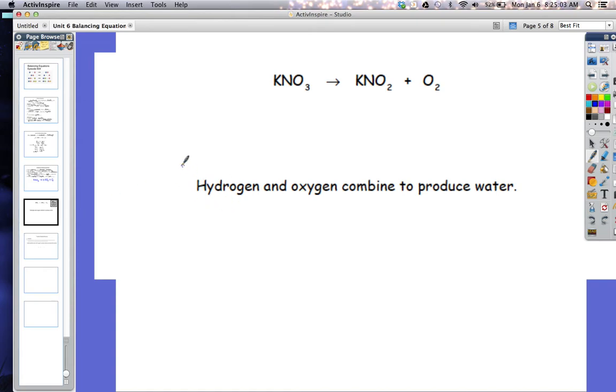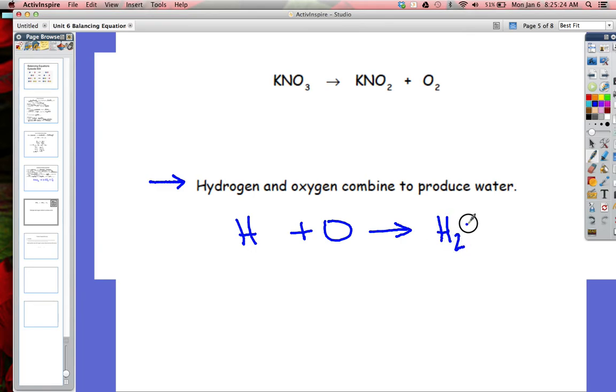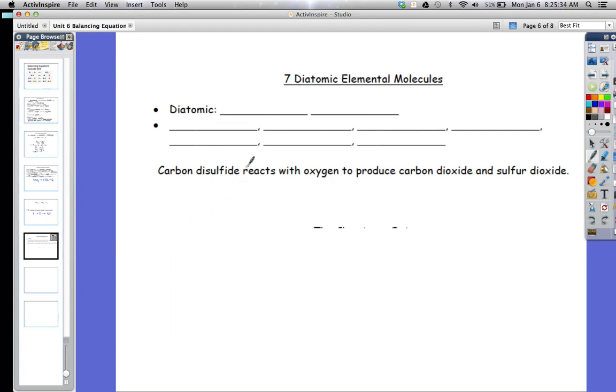Okay, now let's do this one right here, where you have the sentence that gives you the equation and you have to figure out what the actual chemical reaction looks like. Hydrogen and oxygen combine to produce water. So that means hydrogen and oxygen combine to produce, that's my yields, water. So when we go through and write this down, one of the things you have to remember are your diatomic elements. And if you look right here, diatomic means that it's 2 atoms.